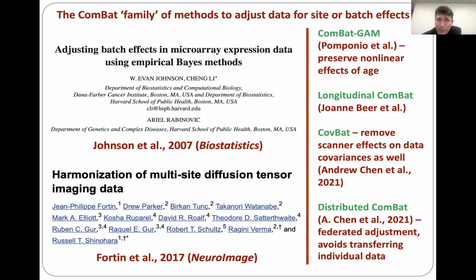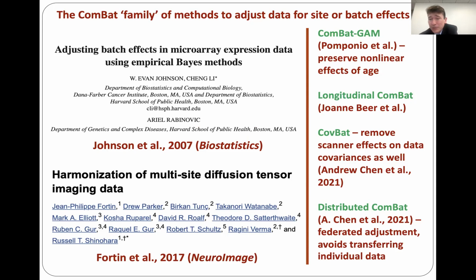Originated in genomics, in fact, microarray expression data. This paper, a really good paper by Evan Johnson and colleagues in 2007, explained how if you collect data at multiple sites, or in fact in batches on multiple occasions, there's a way to adjust the data from each batch so that it's more harmonious. And J.P. Fortin et al. in NeuroImage extended this to diffusion tensor imaging data. And then there's 3 extensions, ComBat GAM, longitudinal ComBat, and CovBat, that adjust multi-site data in different ways. I'll tell you a bit about them in a minute.